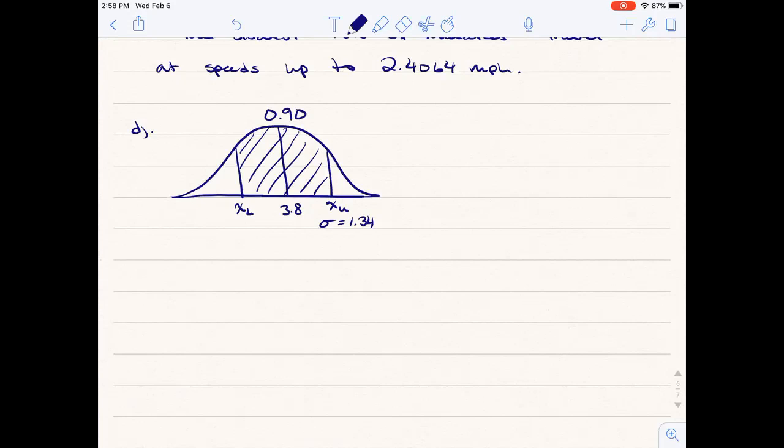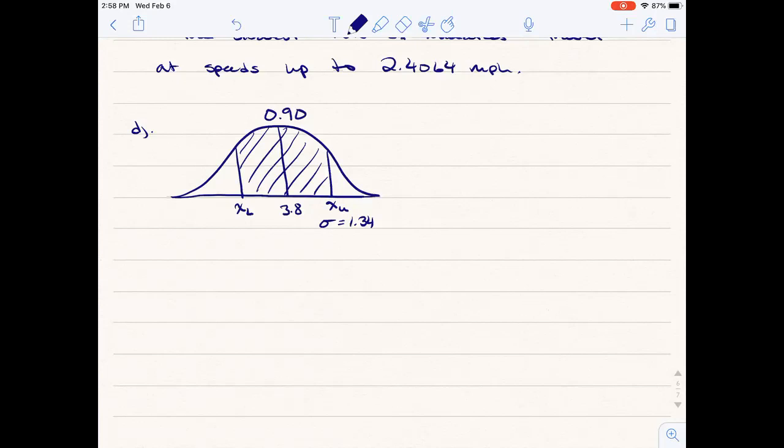We did something like this, but in the reverse, right, where we had to find the area between 2 values, finding the 2 values that capture the central 90%, for example, or the central whatever. It's actually a little bit easier, so that's why I have it on here. I'll show you how to do it.